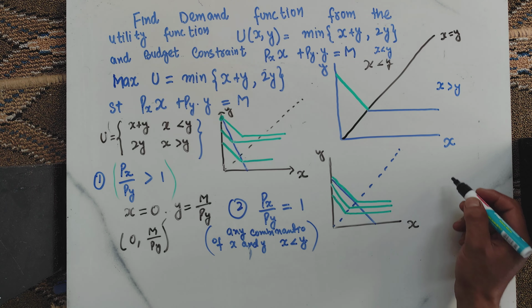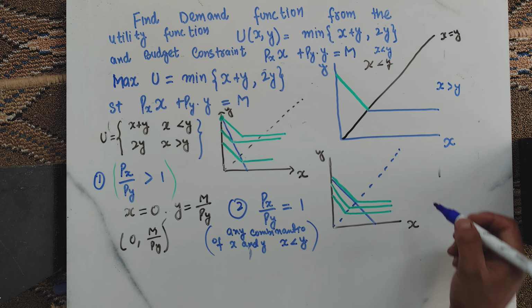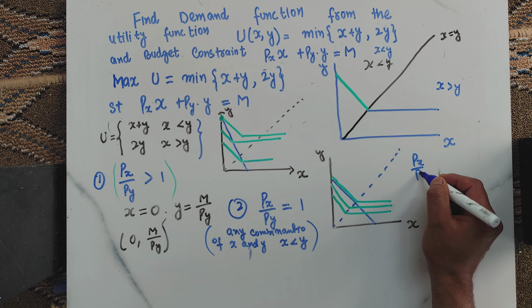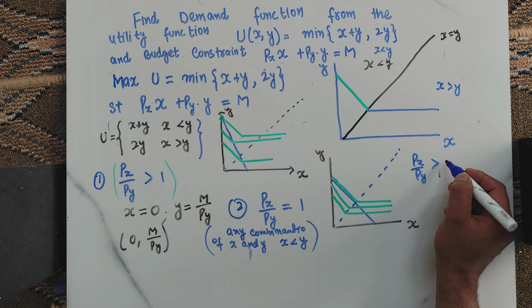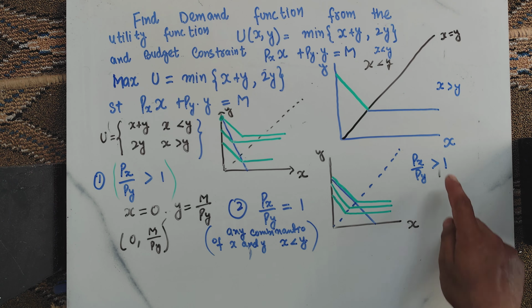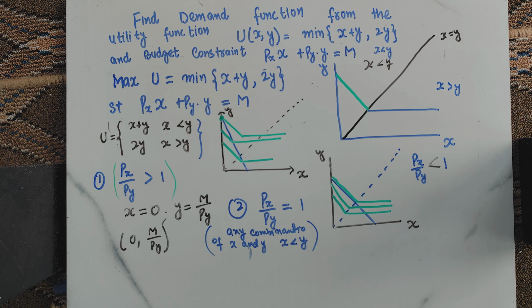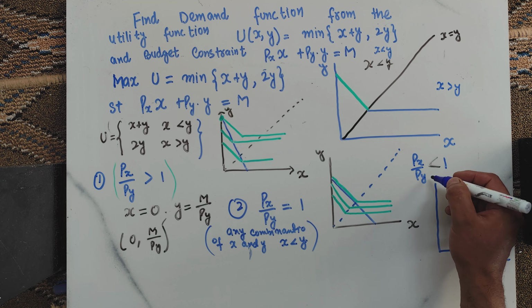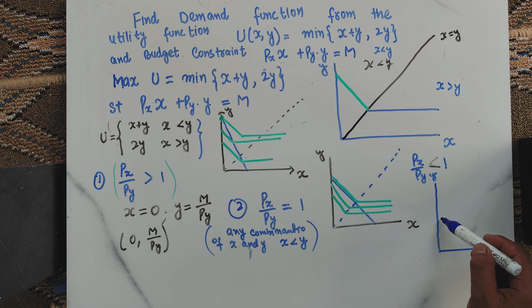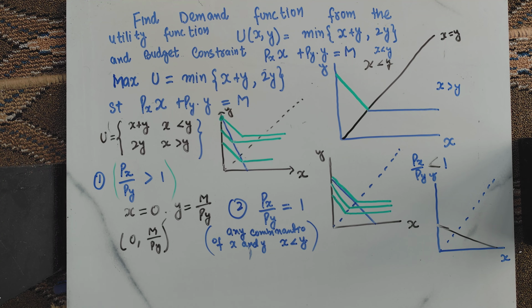Now the third case can be when px upon py is less than 1. Okay, so in this case what will happen? Let us take the third case also. We have good x on the horizontal axis, good y on the vertical axis. Again this time our budget line will be a flatter one, like this. Let us say this is our budget line. Let us draw the corresponding indifference curves to reach the highest level of satisfaction.